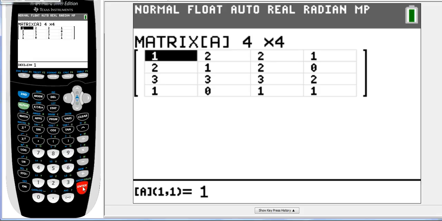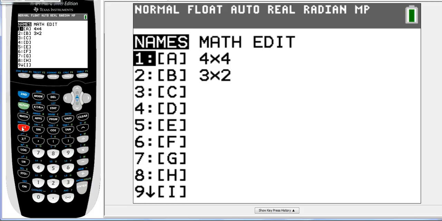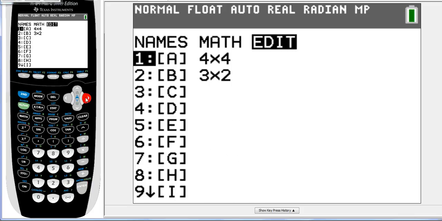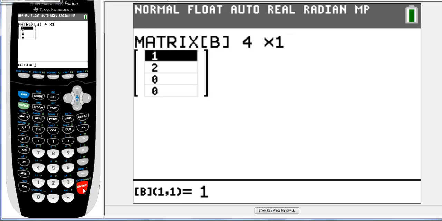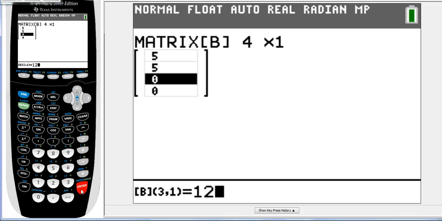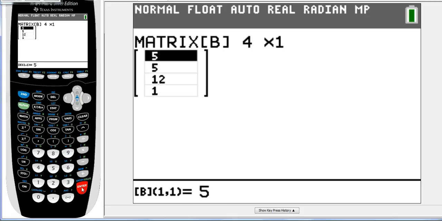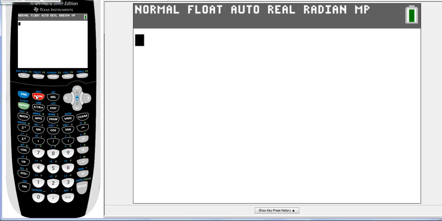Then I'm going to go to my matrix menu again. I need to go to edit. I'm going to input my data for matrix B this time, so I'm going to select number 2. Matrix B happens to be a 4 by 1 matrix since it has 4 rows and 1 column. And that went 5, 5, 12, 1. Okay, so I've got that data in. Now I want to go to the main screen where I want to calculate some stuff.